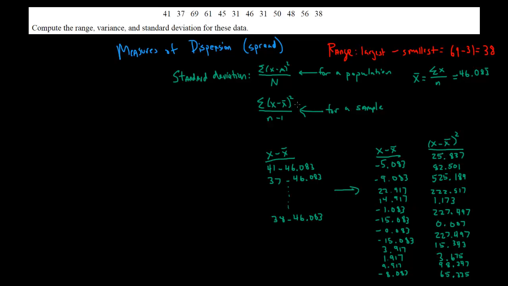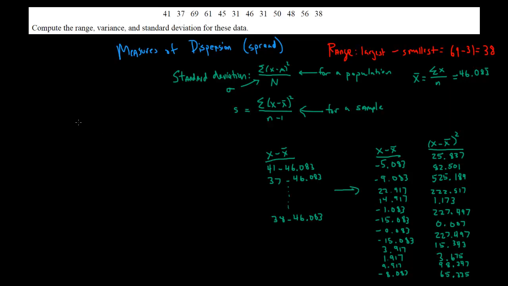Okay, now what does our formula tell us to do? It says to add all of those up, then all I have to do is divide by n minus 1. Okay. So let's go over here. And again, I guess I should say this, the symbol for a sample standard deviation is S, and for a population it is sigma. It's a lowercase sigma. Okay, so sigma is population standard deviation. S is sample standard deviation.